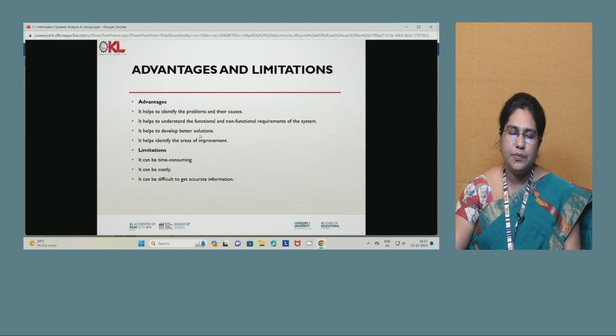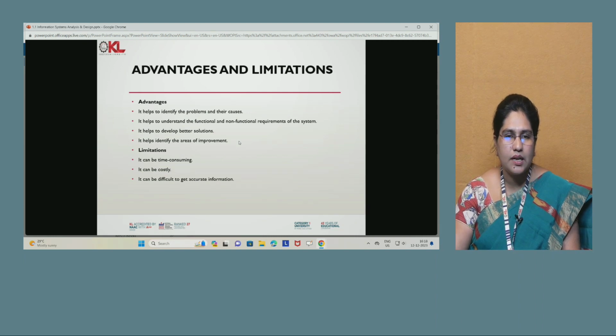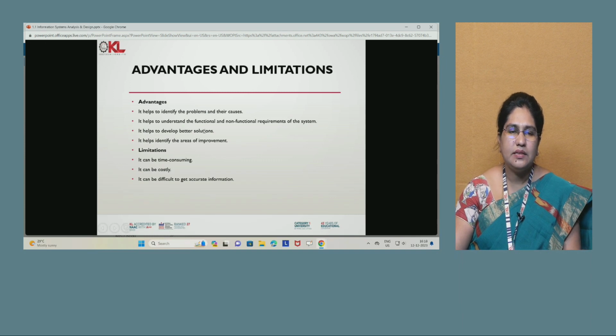After that, it helps identify the area of improvement. To give a better application, we have to identify where we have to put extra effort, where the exact problem is, and why it is happening. Only then will we get a better solution. You know that, without identifying the problem we cannot give a solution. So that is also one of the advantages.